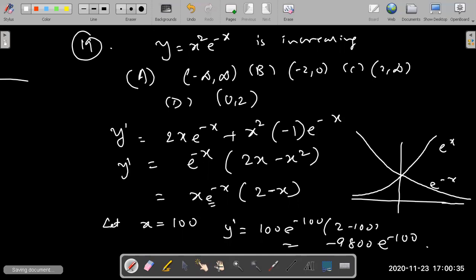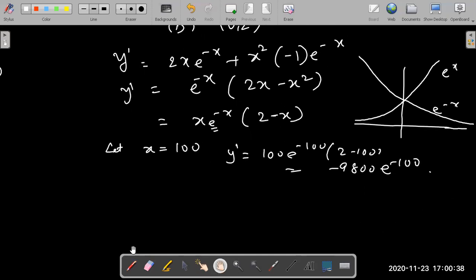What does it mean? For some values it is positive, for some values it is negative. So since this is for minus infinity to plus infinity, we can't actually judge immediately. So A is not the answer. Okay, let's go back to the other intervals. This we have seen for minus infinity to infinity. So if I give 0 to 2, for example, this is positive, this is positive, and this is also positive. Therefore, it is increasing over D. For 0 to 2, y dash is greater than 0. Therefore, D is the correct answer.